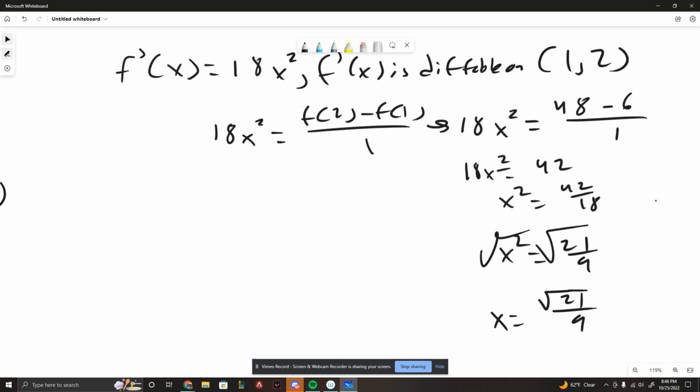That's basically what it is. So if we were to graph this, at this point, the slope of the tangent line at that point would be equal to the slope of the secant line, the average rate of change between f of 2 and f of 1.